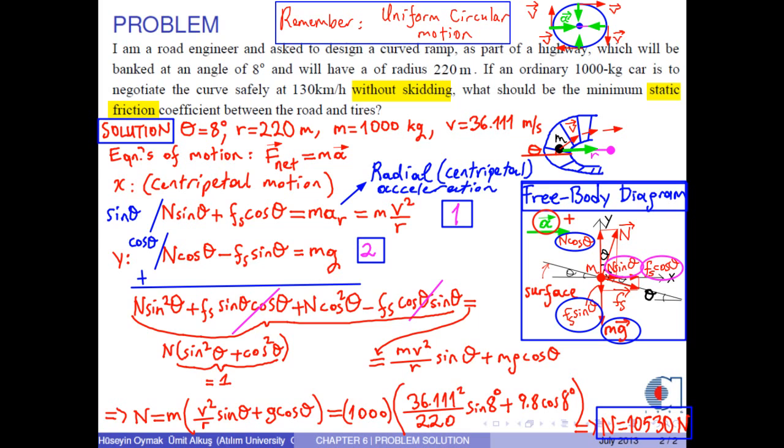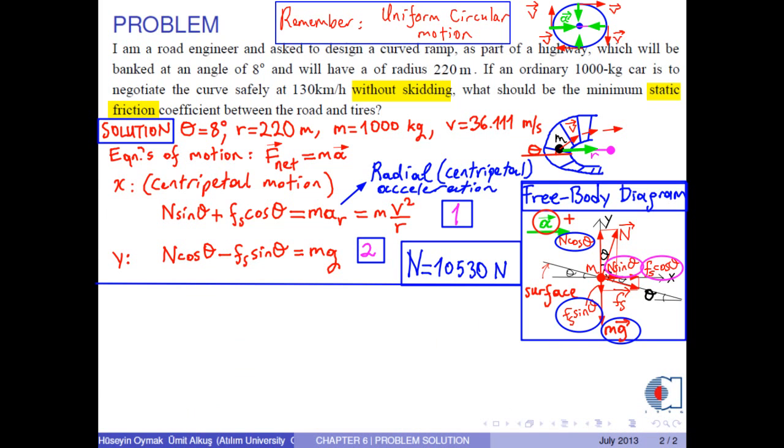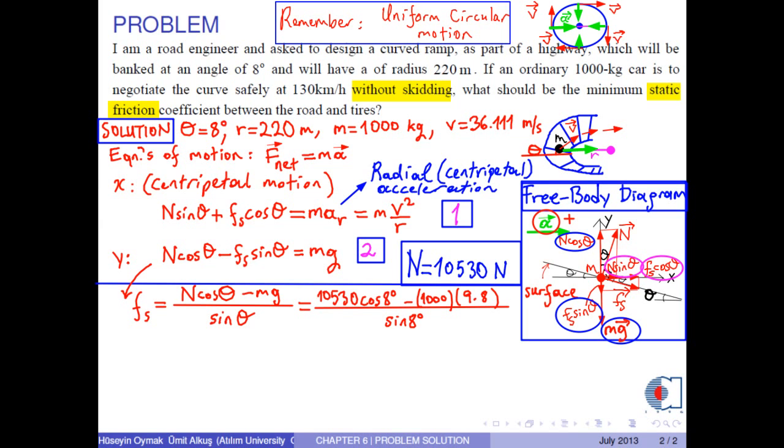After that, using equation 2, we have Fs equals N times cosine theta minus m times g over sine theta. Now we put the corresponding numerical values into this equation. Then we obtain 4,508.9 newtons.